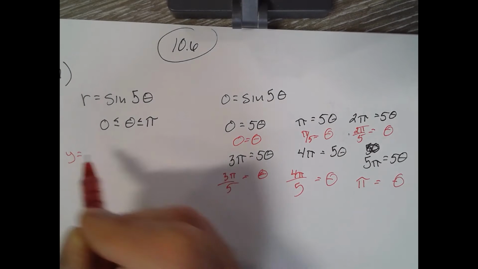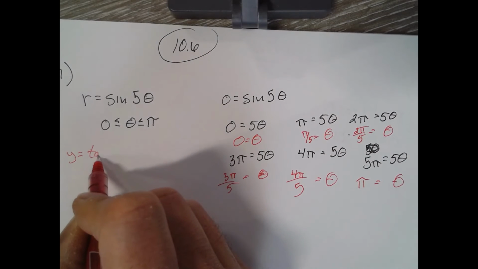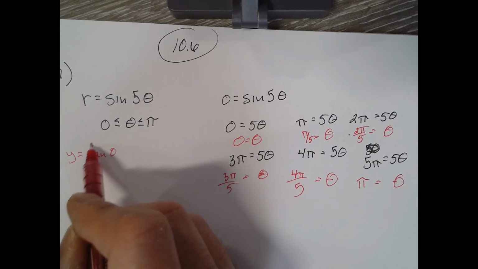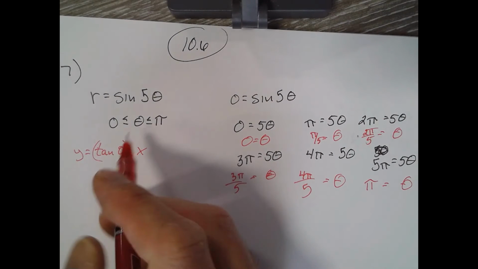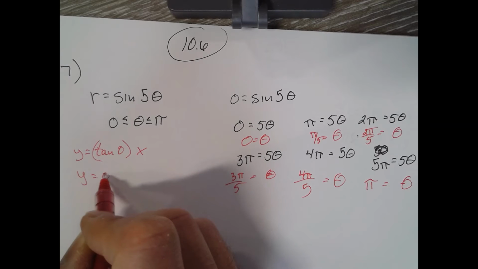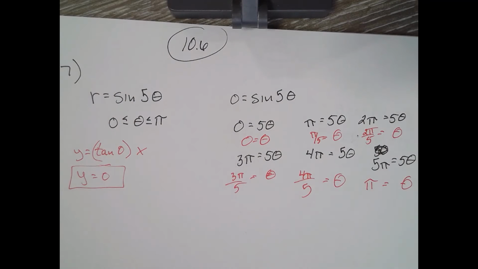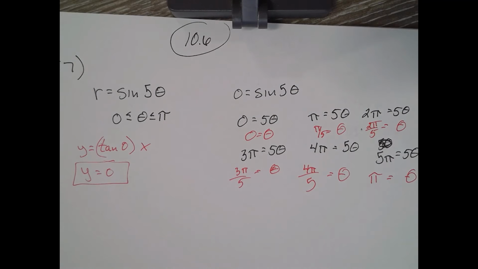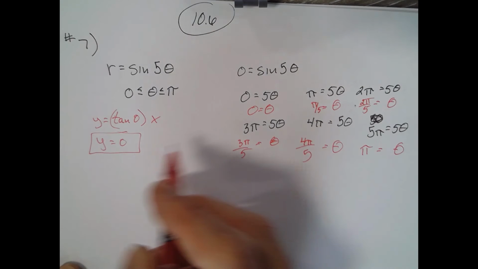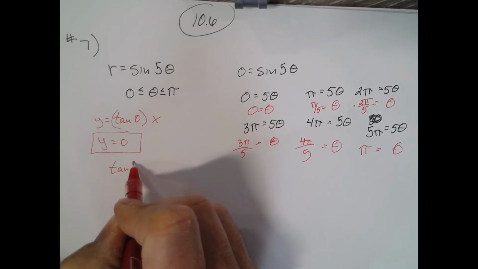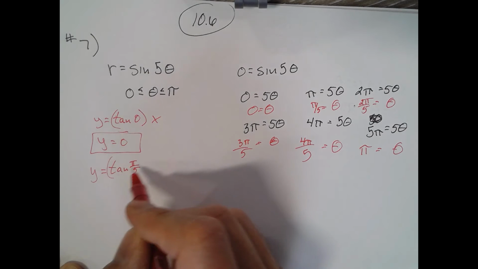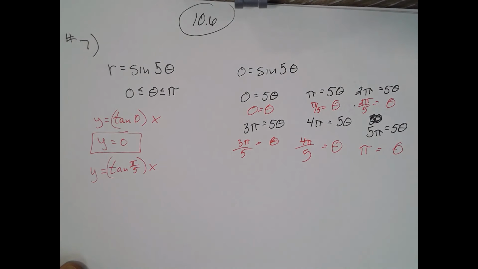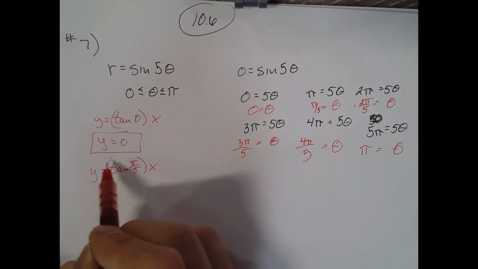So y equals the tangent of 0 times x, because that's our m. Tangent of 0 is 0, so it's just y equals 0x, or y equals 0. So the Cartesian equation would be y equals 0. The next one would be pi over 5. The tangent of pi over 5 is not a special right triangle, so I'm just going to leave it as tangent of pi over 5.